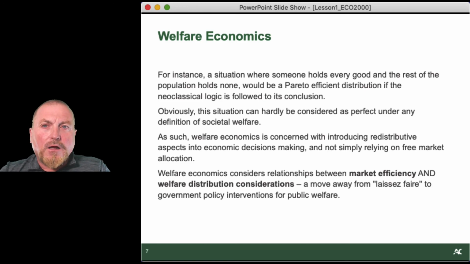As such, welfare economics is concerned with introducing redistributive aspects into economic decision-making and not simply relying on the free market allocation. Welfare economics considers the relationship between market efficiency and welfare distribution considerations, a move away from laissez-faire to government policy interventions for public welfare.